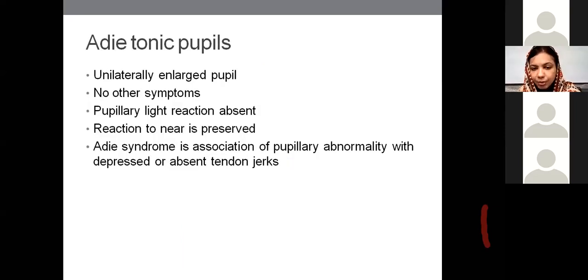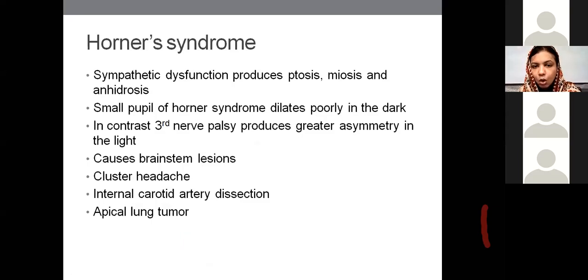Adie syndrome is the association of the pupillary abnormality with the depressed or absent tendon jerks. Horner syndrome. Sympathetic dysfunction produces ptosis, miosis, and anhidrosis. A small pupil of the Horner syndrome dilates poorly in the dark. In contrast, the third nerve palsy produces greater asymmetry in the light.